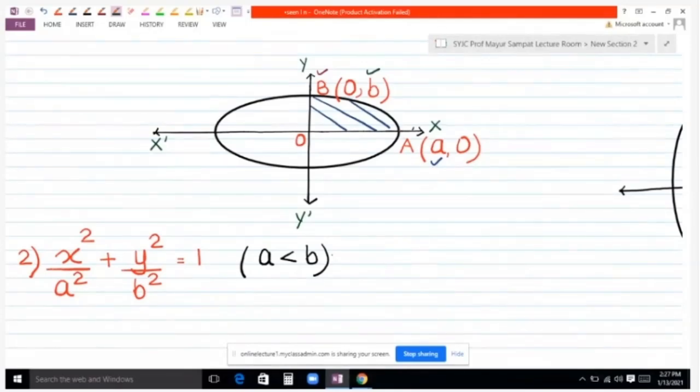Are we going to find the area of the 4 parts? No. In that case, what is the logic that we'll be using? We will be finding the area of only one part, and after finding the area of one part, we will multiply it by 4, okay?